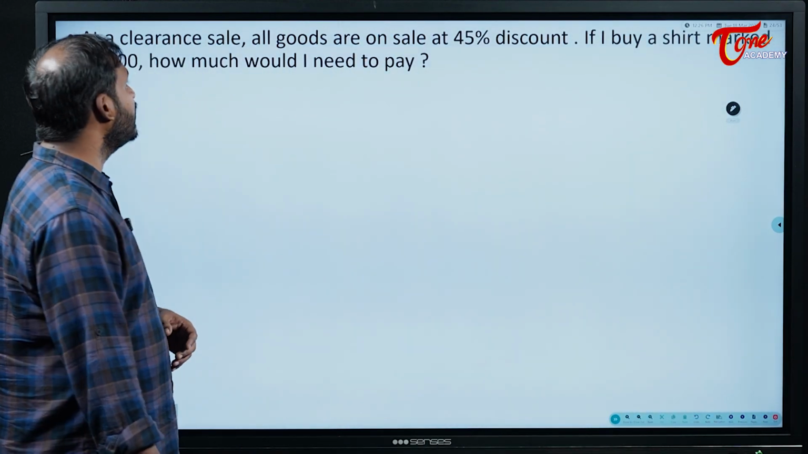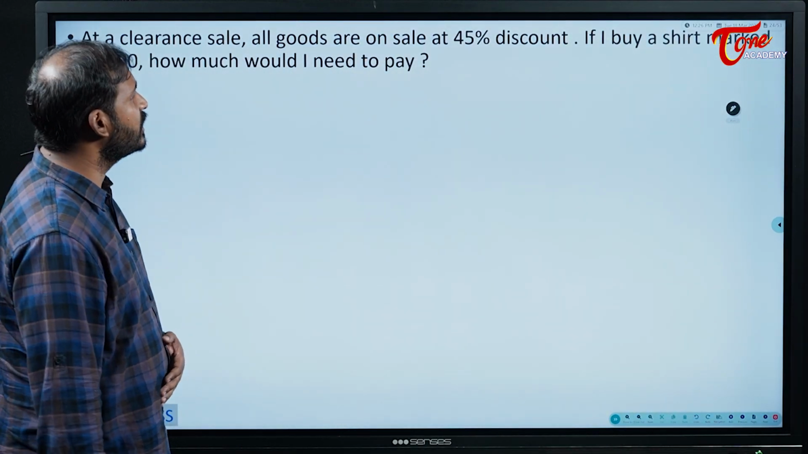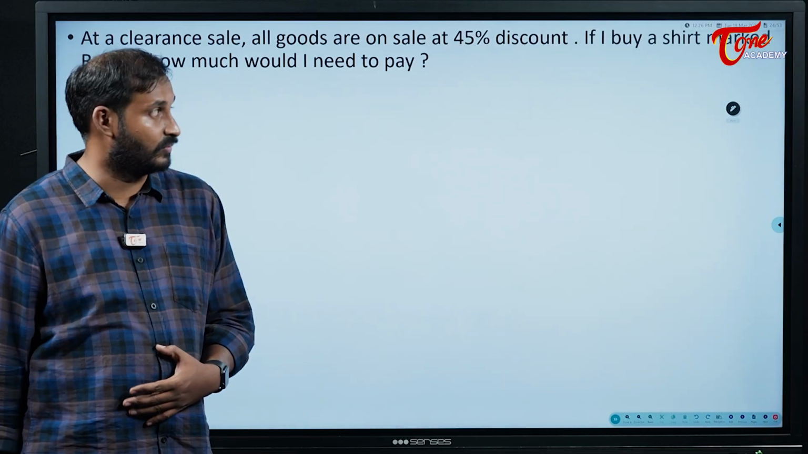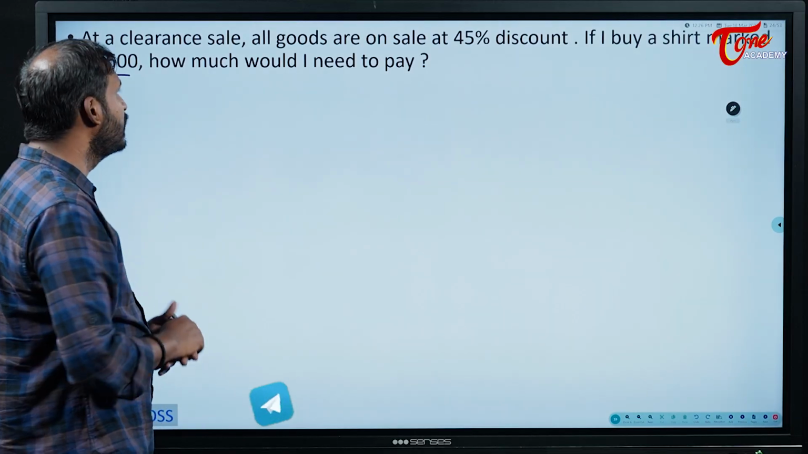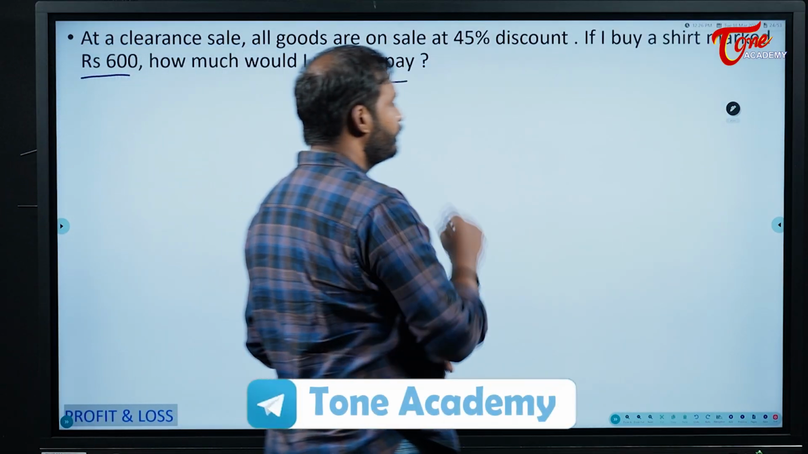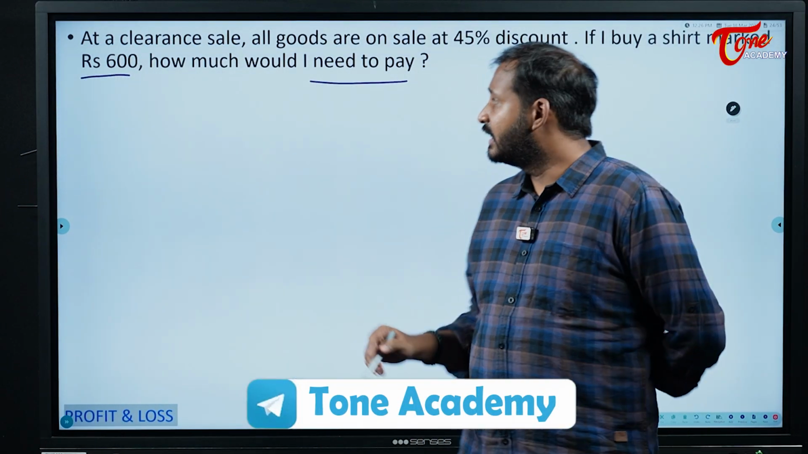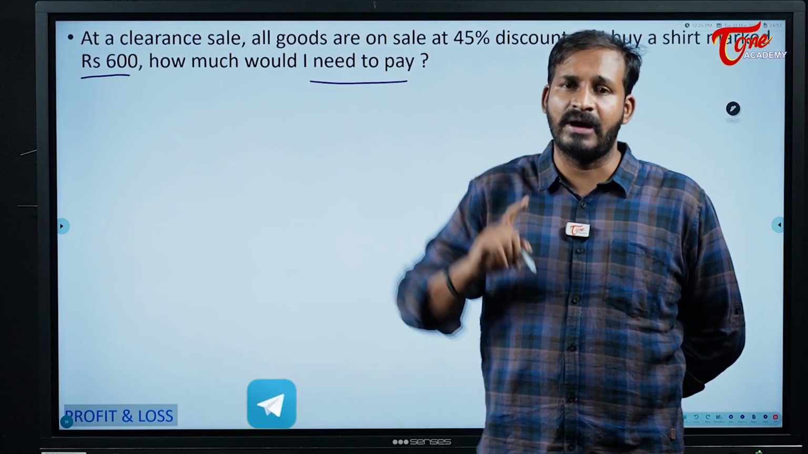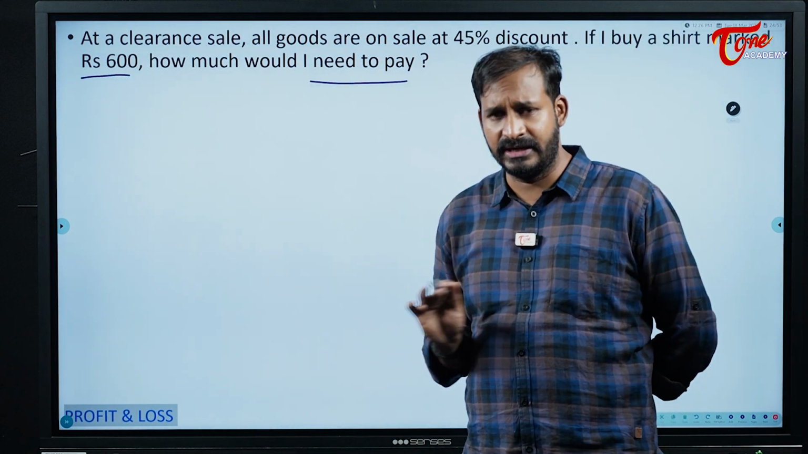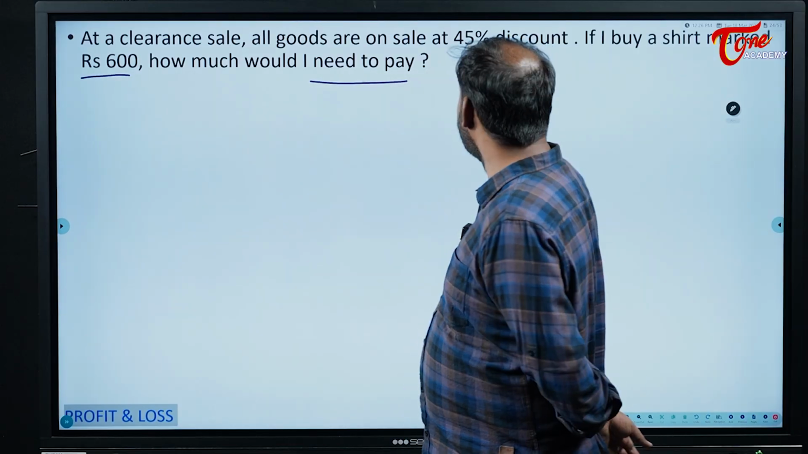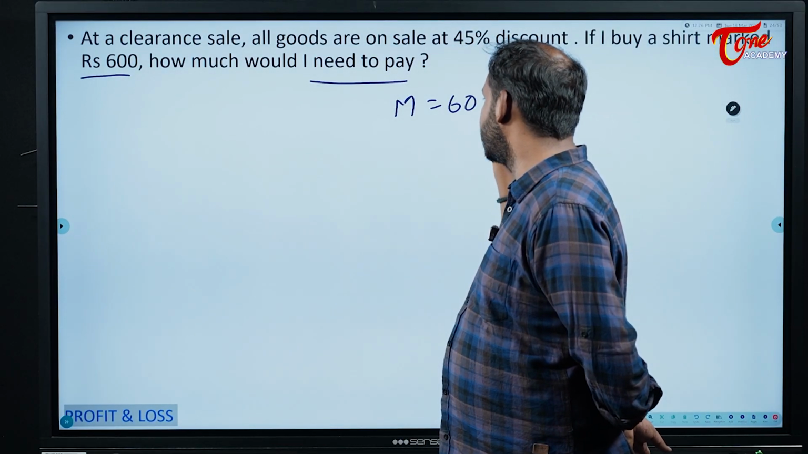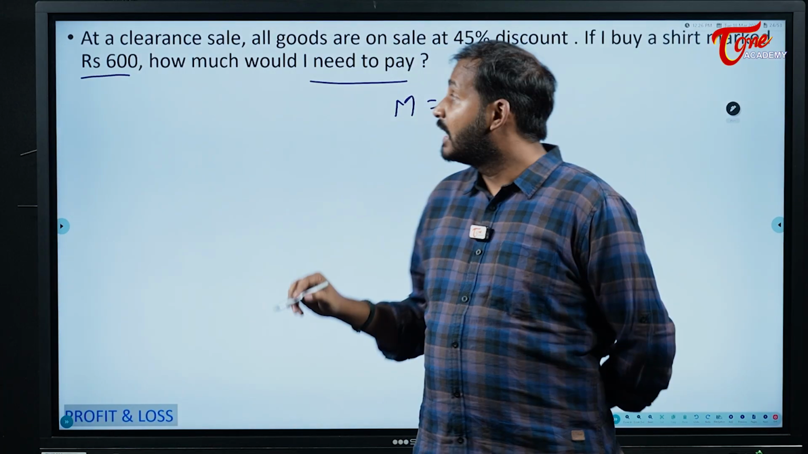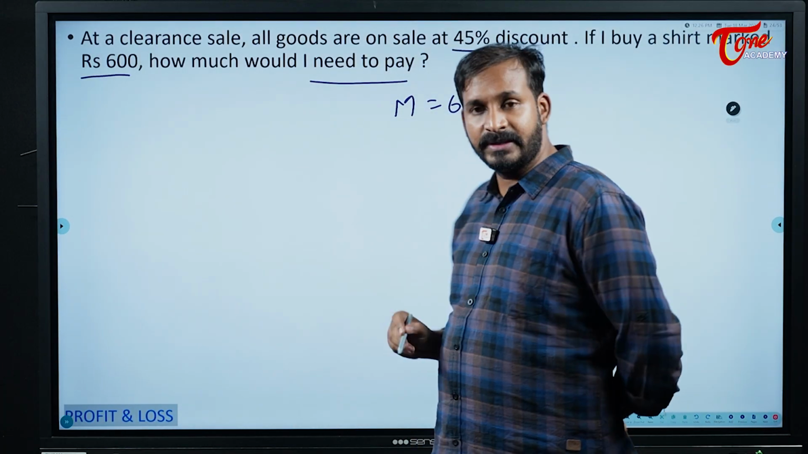See the next one. At a clearance sale, all the goods are on sale at 45% discount. If I buy a shirt marked at rupees 600, how much would I need to pay? Now see here. Here the relation is directly between the selling price and marked price. There is no other relation. What is marked on the product? Marked price is 600, right? And I am getting a discount of 45%.